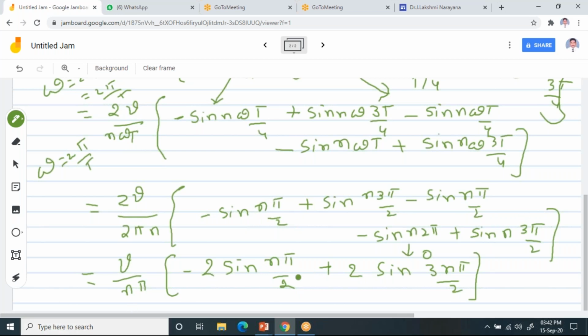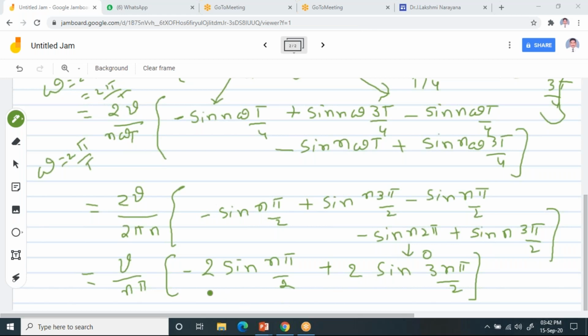That I can write it as minus 2 sine n pi by 2. This sine n 3 pi by 2, sine n 3 pi by 2, that I can write it as 2 sine n 3 pi by 2. And sine n 2 pi, I can write it as 0. Is it right, or can I write it like this or not? Please post it in the chat box. Yes, good, Nikita, good.